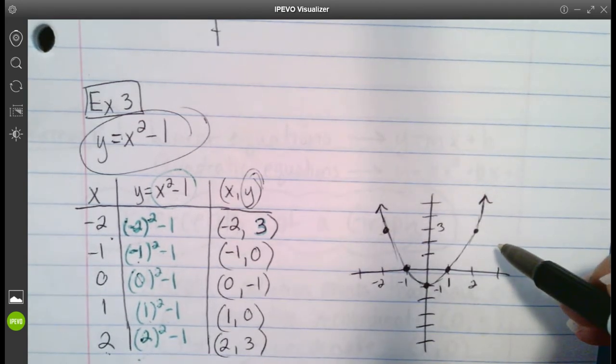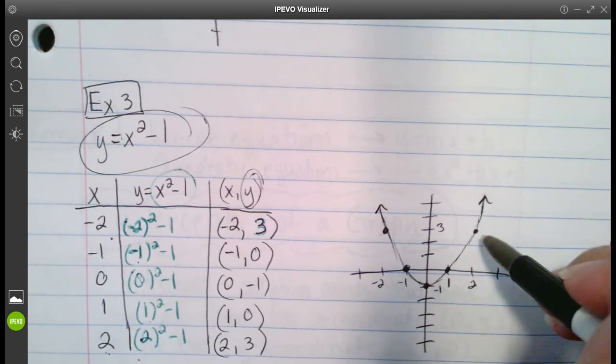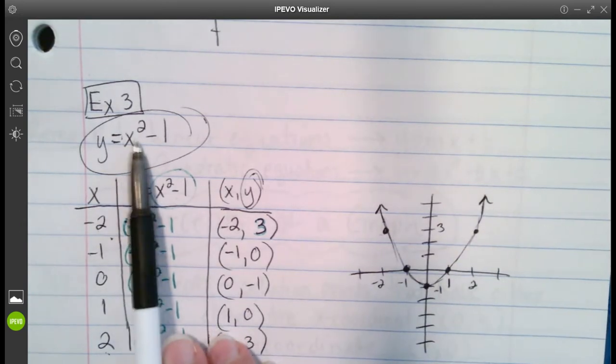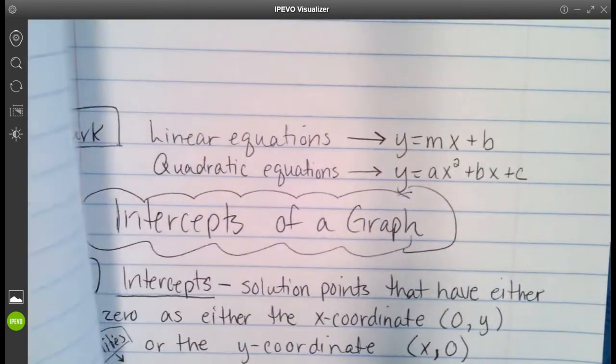There are cases where we're going to have some that do stop in certain places, and we will get to those when we get to those. But for now, this one continues, okay? Because x squared is a parabola. Moving on.